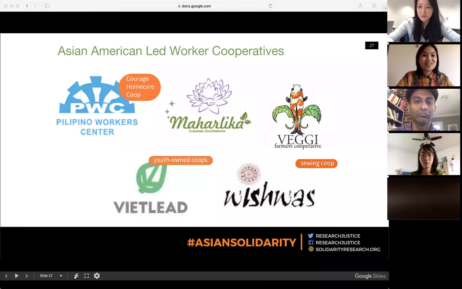All of this is to say that these are cooperatives that have arisen out of need. They're not necessarily coming out of what we think of as very movement-oriented, a little bit of kumbaya, that we traditionally think of when we think of solidarity economy organizing or worker co-ops in the US. It's coming out of a different need, which is the need for communities of color and Asian American immigrant communities to survive.